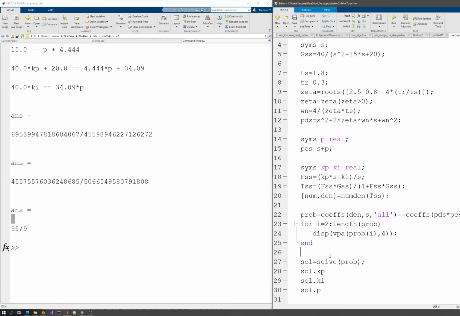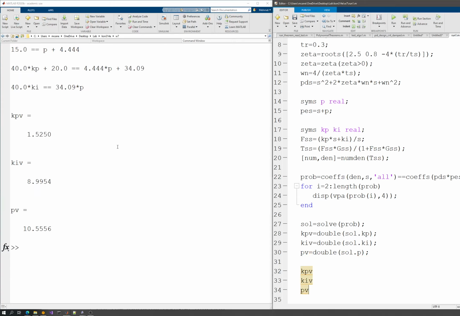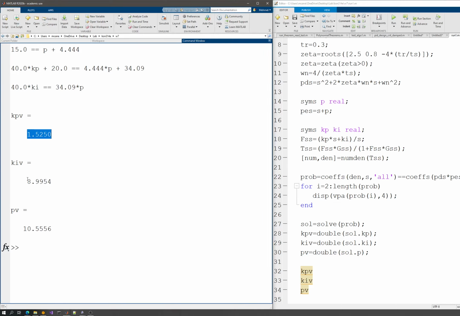And you can see I have certain values. Let's define some placeholders, kpv for the kp value, and then double, and then this here. So this is basically converting the results from symbolic into numeric values. So this is ki, and then I will have pv, then this here. So kpv, kiv, and pv are my unknowns here. So I can see now that I have a certain value for kp, ki, and my pole here, the residue pole, is at 10.55.